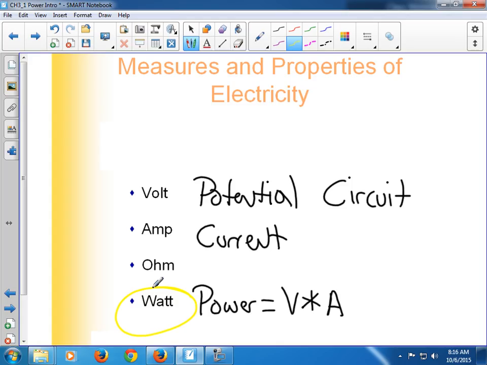Okay? Speaking of ohm, let's talk about the last thing of electricity. Ohms is resistance in a circuit, and I'll be honest, we don't use that for anything. If you were an electrical engineer, you would definitely learn a lot about ohms, because when you do circuit calculations, you have to know what's going through it and how much resistance is coming from it.